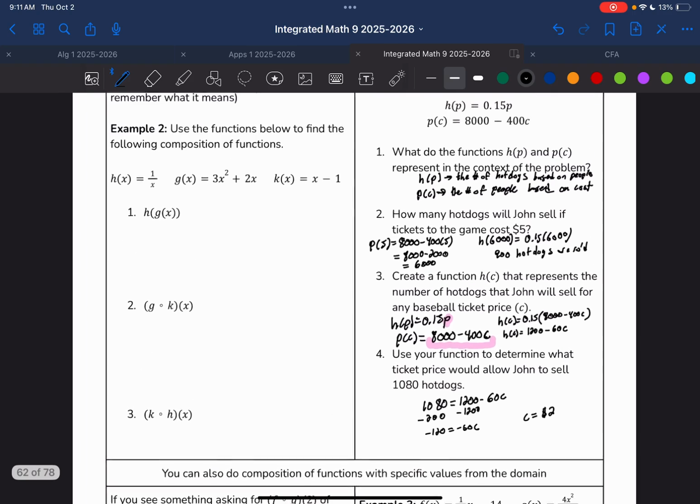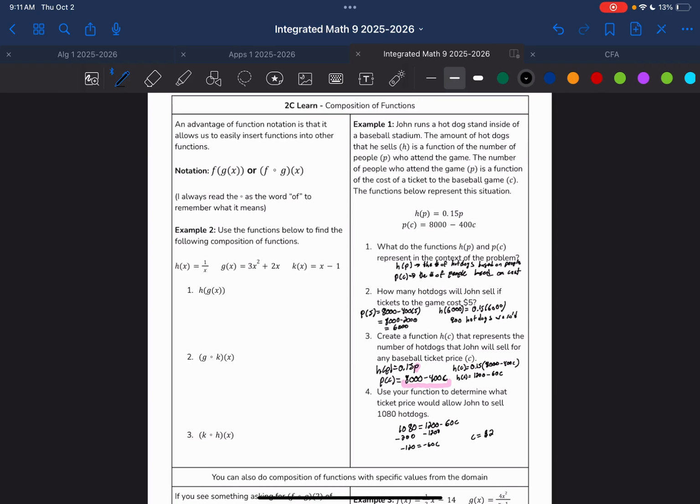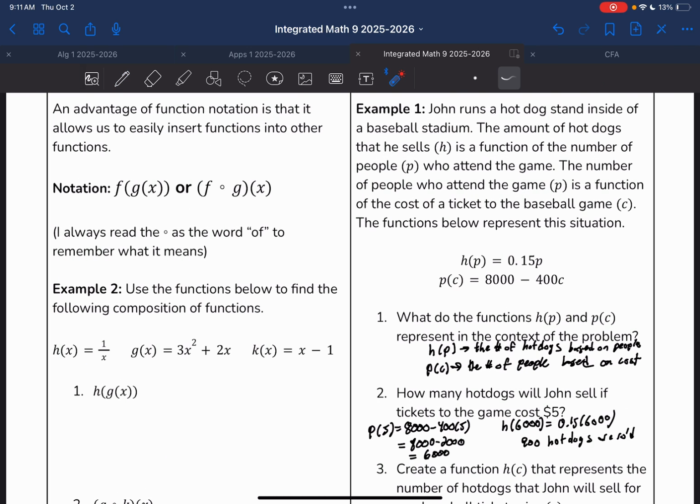If tickets to the game are $2, then John will sell 1,080 hot dogs. And so this is a specific example of what we're going to be doing with a much more generalized thing with functions. So if you'll notice, we took one function, right? The function that told us the number of hot dogs sold.